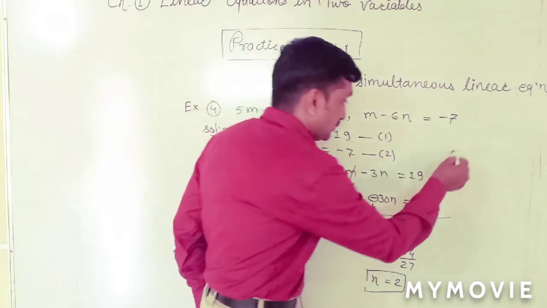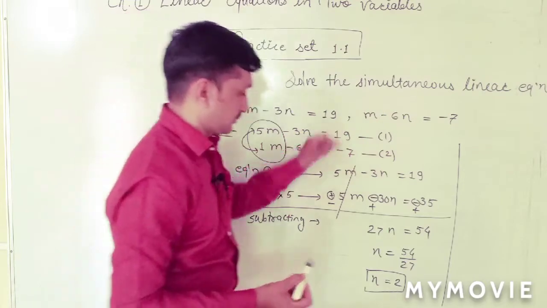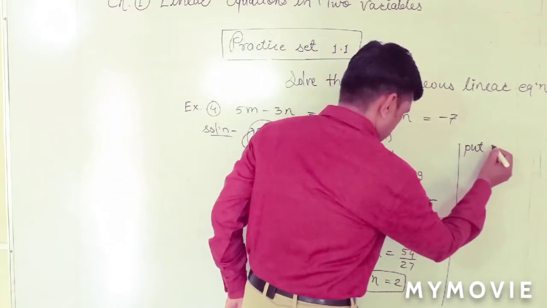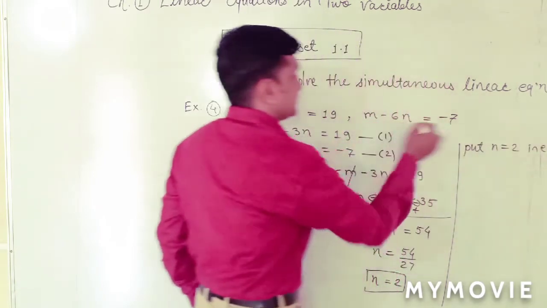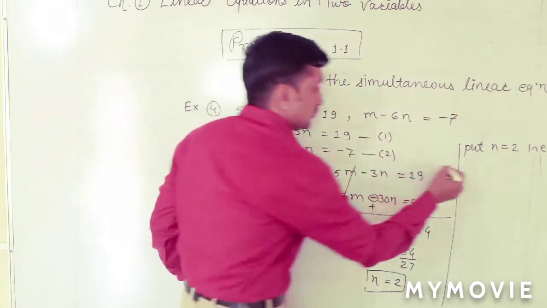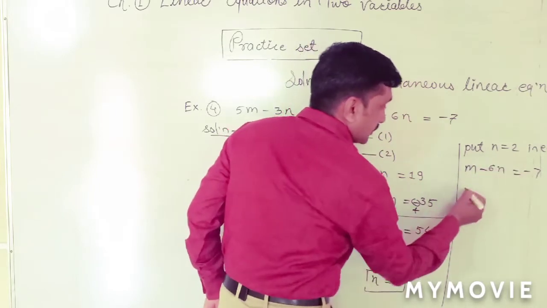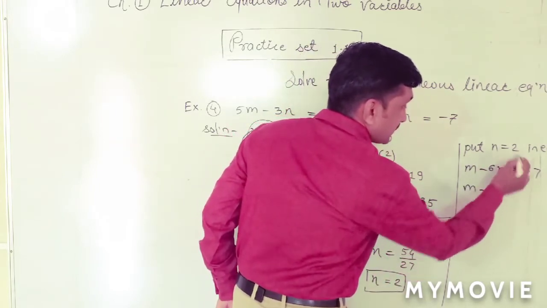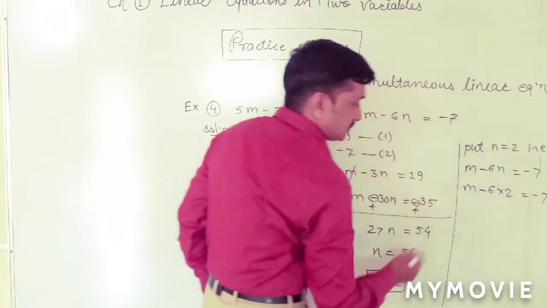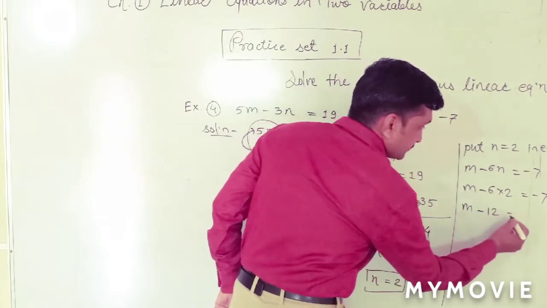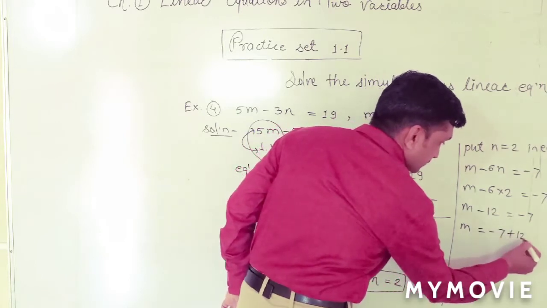Now let's find the value of m. For that, put this value in equation 1 or 2. In any equation we can. I put n is equal to 2 in equation 2, I select 2 for that. Here I put m minus 6n is equal to minus 7. m minus 6n, here the value of n, 2, we have to place here, multiplied by 2 is equal to minus 7. m minus 12 is equal to minus 7. m is equal to minus 7 plus 12.